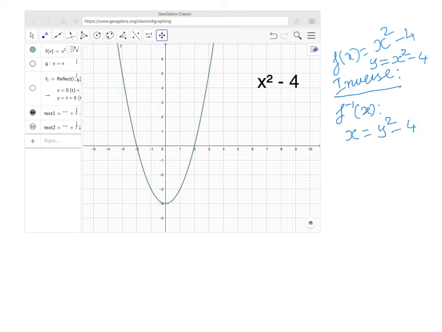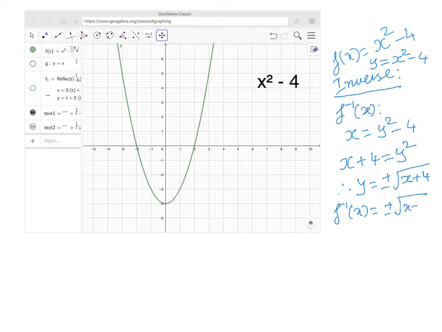Right? And then what will I do? I have to make y the subject of the formula. That means x plus 4 is equal to y squared, and therefore y is equal to plus or minus square root of x plus 4. So this is my equation f inverse. So f inverse of x is given by plus or minus square root of x plus 4.